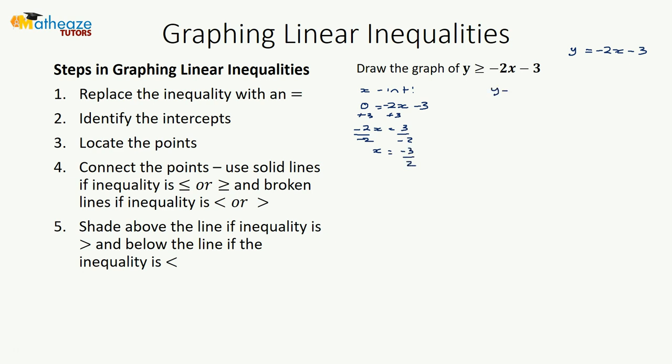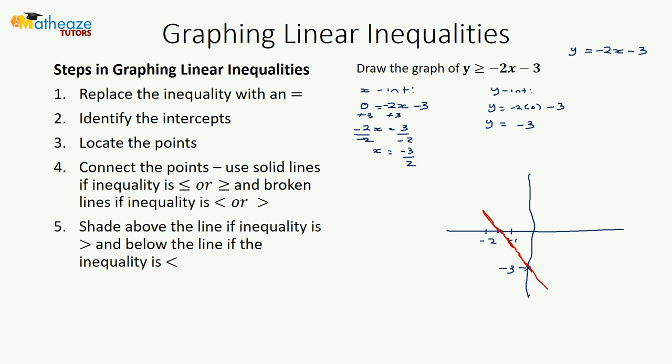And then our y-intercept, y equal to negative 2 times 0 minus 3. So y equal to negative 3. So now let's find the points on the graph. So negative 3 over 2 is going to be right about here. And negative 3 is going to be right about here. So now we're going to use a solid line to join both points together.